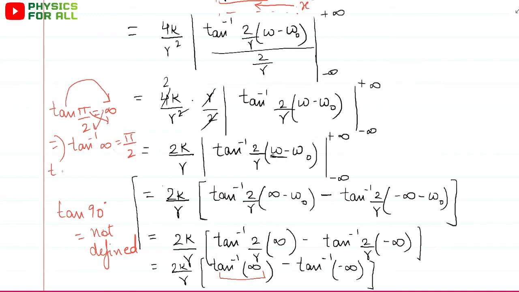And similarly, tan inverse minus infinity is minus pi by 2. So this quantity is pi by 2 and this quantity is minus pi by 2. How? Again, we have a formula.